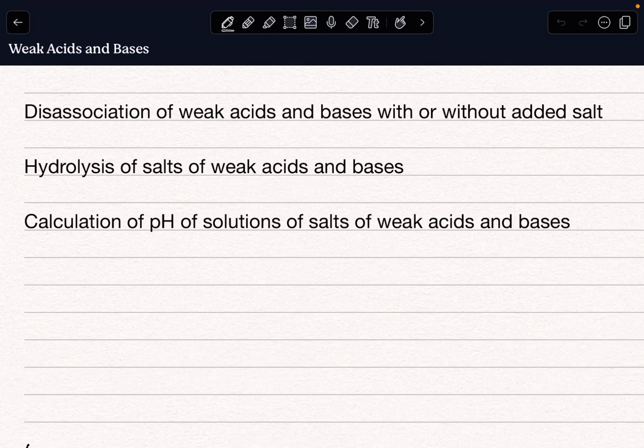Let's talk about weak acids and bases today. So according to the AAMC content PDF, there are 3 things you need to know about weak acids and bases. The first one is dissociation of weak acids and bases with or without added salt. Number 2 is hydrolysis of salts of weak acids and bases. And lastly is the calculation of pH of solutions of salts of weak acids and bases.